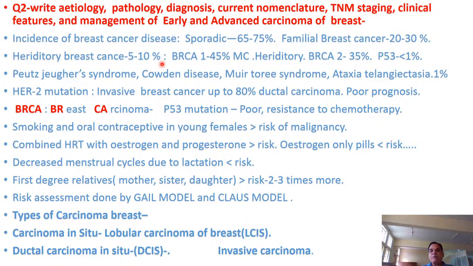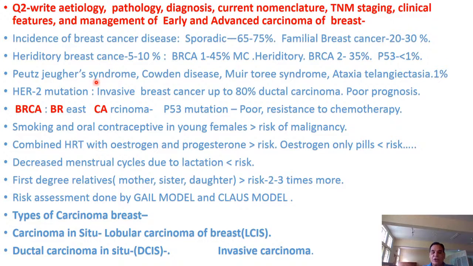Amongst hereditary, what is it? Now the buzzword is BRCA 1 and 2. BRCA 1 is more common, 45% of hereditary. BRCA 2, 35%. And the chromosomal mutation p53, more than 1%. Do you know what BRCA stands for? BR for breast, CA for carcinoma. BRCA is breast carcinoma 1 and 2. Simple. So BRCA is not a very big thing. It is a breast carcinoma shortcut. And here we are talking about the hereditary.